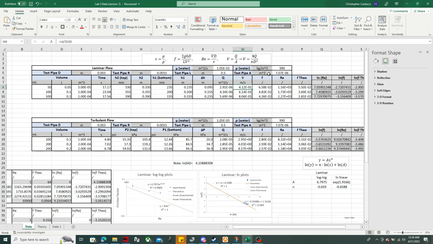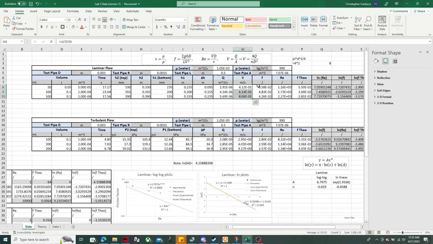And your area, just in case you forgot, is pi times the diameter squared divided by 4. By the way, if you ever want to write out an equation in Excel without it auto-formatting and trying to solve a real equation, if you put an apostrophe there, you can now just type out your equation. See? It won't solve it for you. If you don't put that apostrophe there, it'll actually try solving the equation. Just something to note.